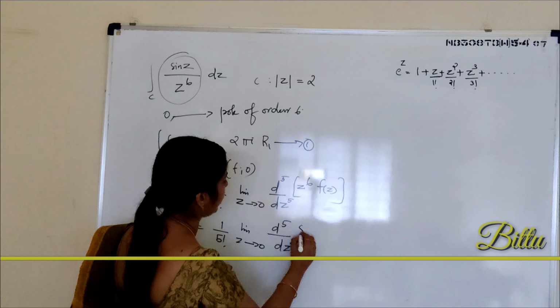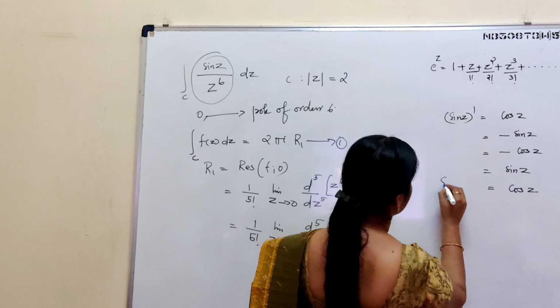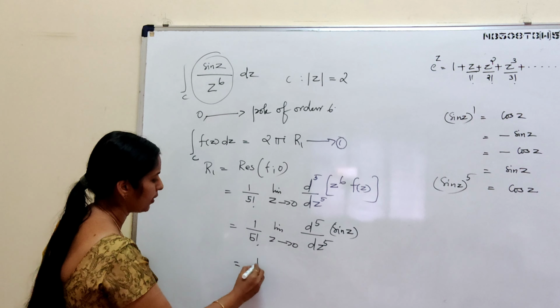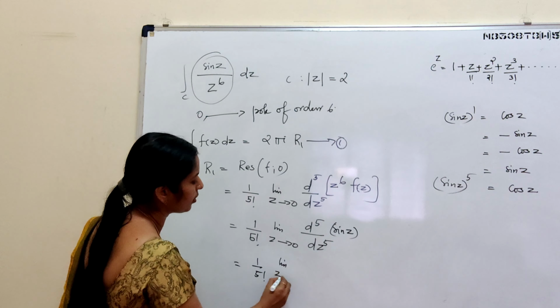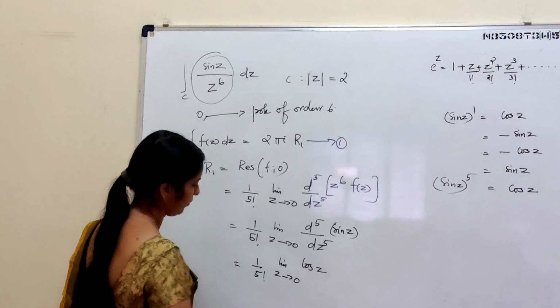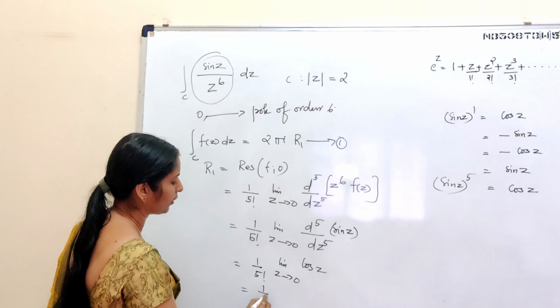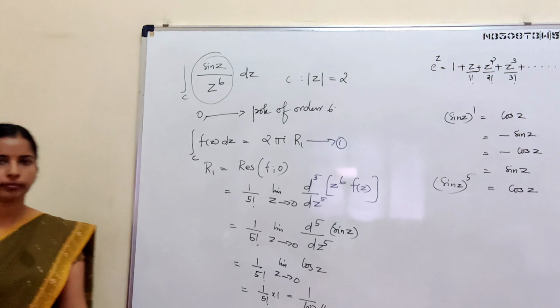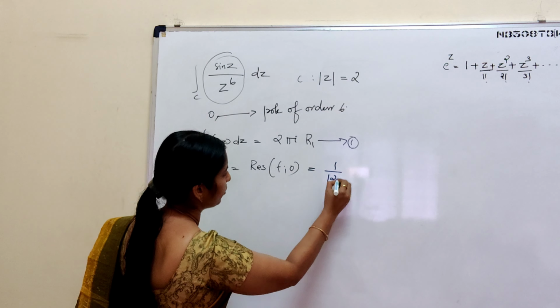Next we have to write its fifth derivative. For that, first derivative of sin z is cos z. Its second derivative is minus sin z. Third derivative is minus cos z. Fourth derivative is sin z. Fifth derivative is cos z. So this is the fifth derivative of sin z. So it is 1 by 5 factorial, limit z tends to 0, cos z. That is 1 by 5 factorial into 1, that is 1 by 120. Here the residue is 1 by 120.